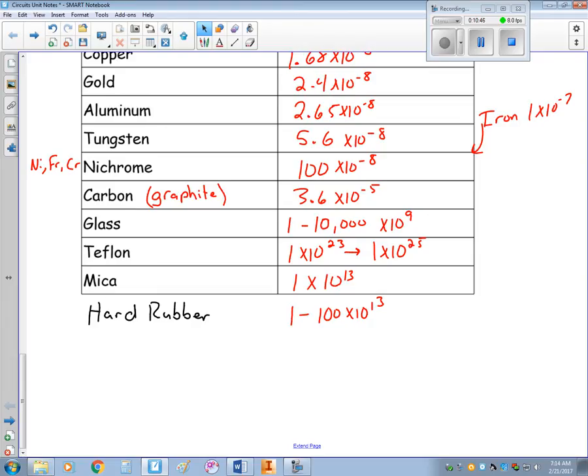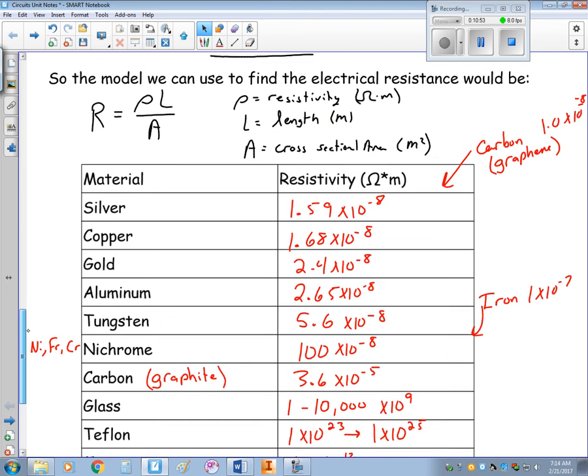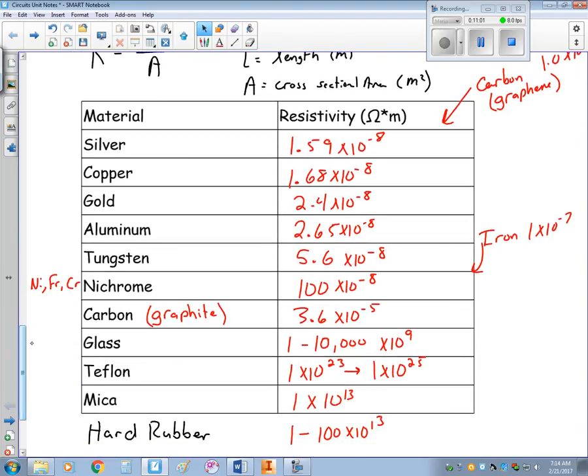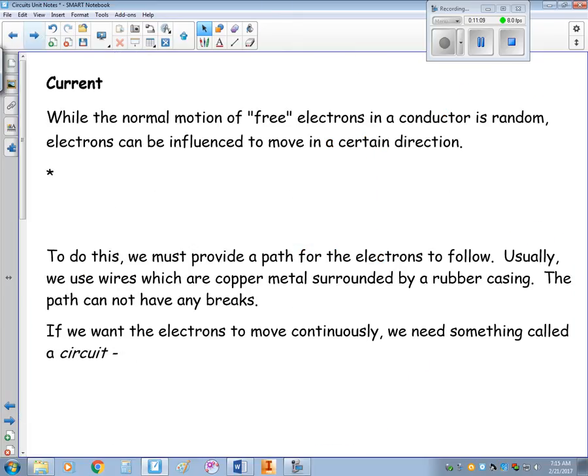And again, remember that the purpose of a resistor is to convert electrical energy into thermal energy. And that's what a resistor does. So the more resistive a material is, the more it converts electrical energy into heat energy, which is why it's so important when you wire your houses that you choose the correct wire, because the wires can get hot.